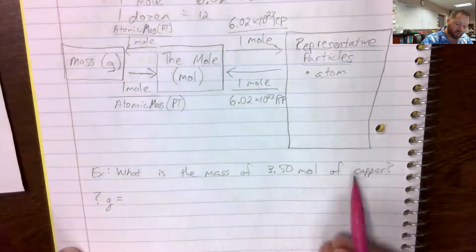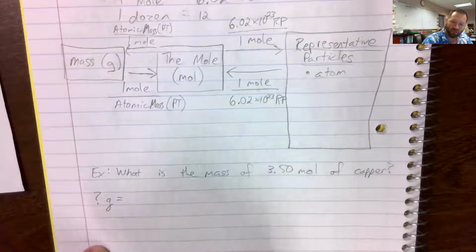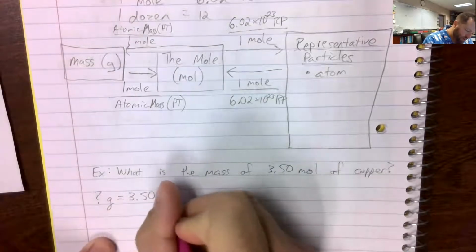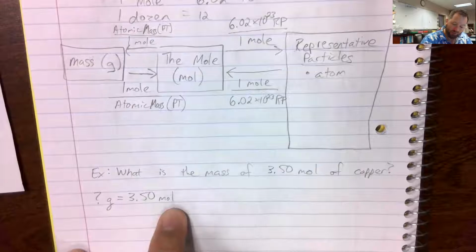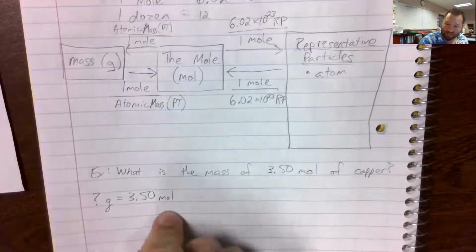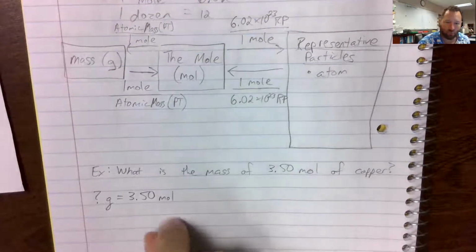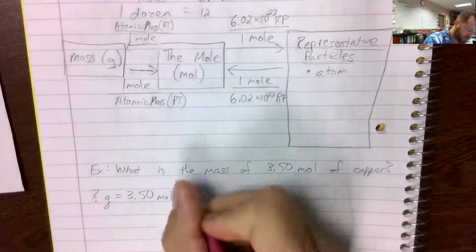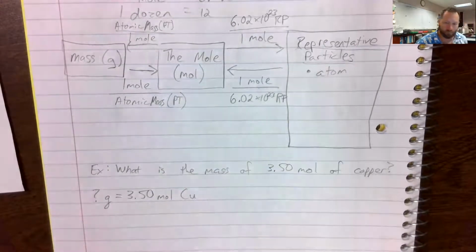And then what did they give us? In this case, they gave us 3.5 moles of copper. Now slow these problems down, guys. Don't be in any hurry. 3.5 moles. Don't just leave it at that. In the unit, if you don't put moles, you lose a half a point. Put moles of what? Moles, in this case, Cu for copper.